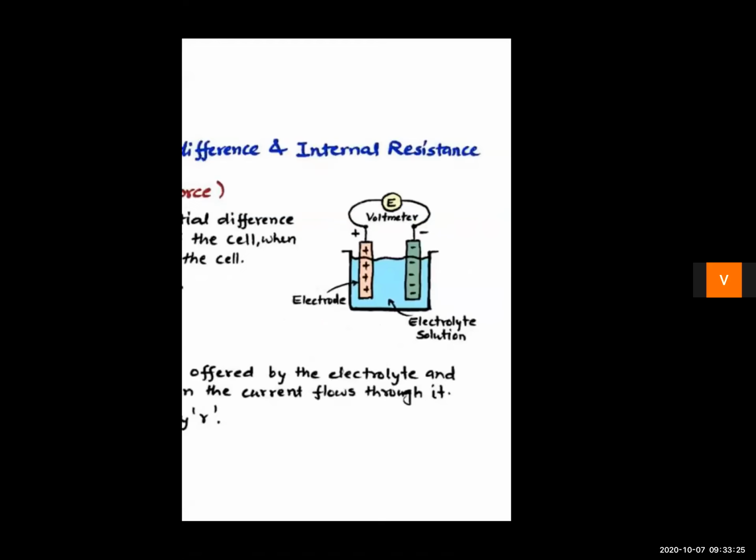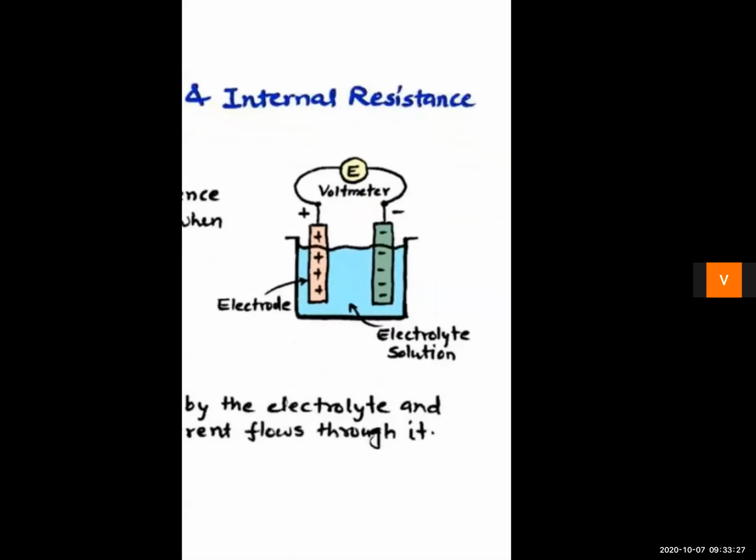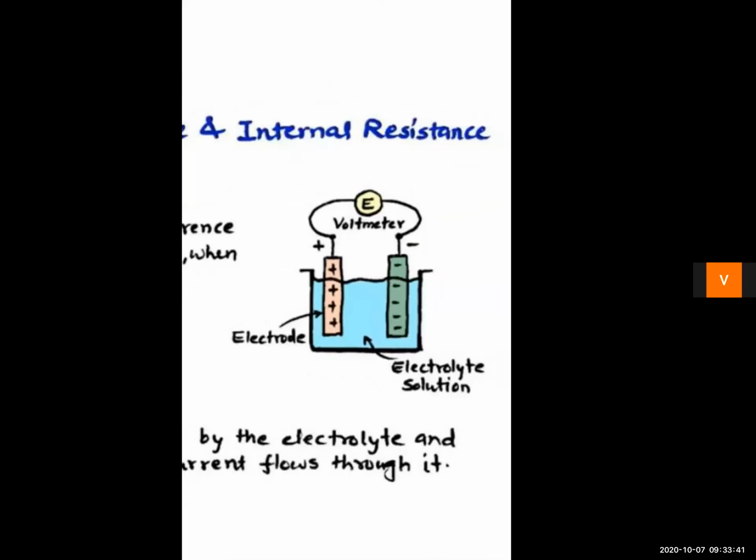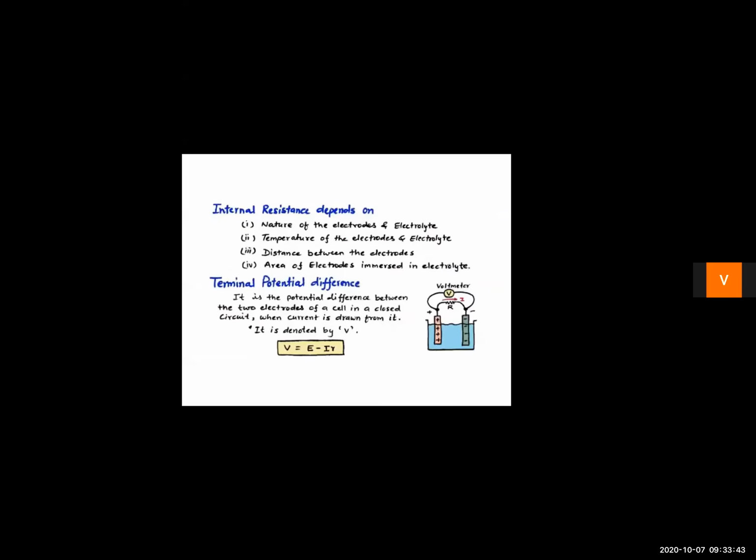Today we will do it in detail, right? It is the resistance which is offered by the electrolyte solution to the flow of positive and negative ions inside this solution. That is your internal resistance. Right, children? Now, internal resistance depends upon these four factors. We did it in last class, right? Terminal potential difference. This is what we are going to understand in depth today.